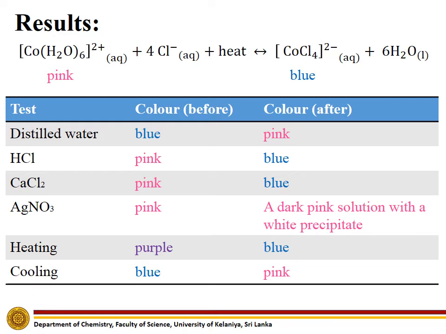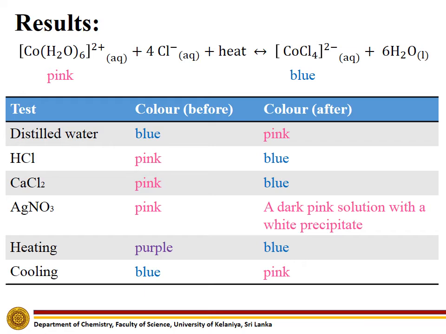The equilibrium reaction related to this experiment is shown here. A blue color solution is formed when the solid is dissolved in ethanol. When distilled water is added, as the cobalt hexa-aqua 2+ ion is formed, the solution becomes pink. Due to the addition of hydrochloric acid, chloride ions come to the system. Therefore, the forward reaction is favored and the blue color complex is formed. Same reaction occurs with the addition of calcium chloride, where the pink color solution changes to blue.